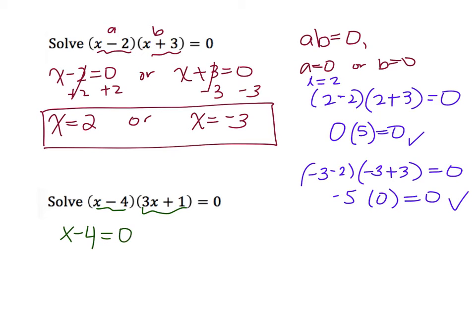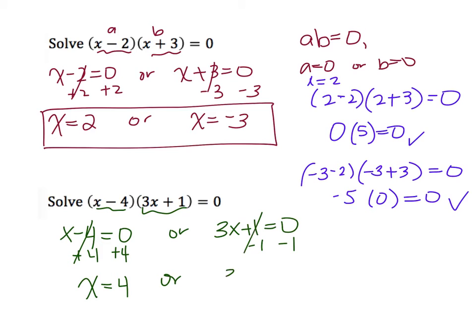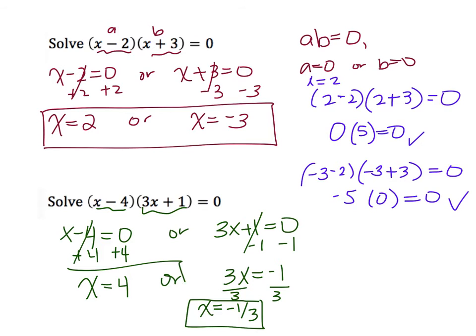My first one, x minus 4 is equal to 0, or 3x plus 1 is equal to 0. Solve for x separately, add 4 to each side. You're left with x is equal to 4, or minus 1, 3x is equal to negative 1. I'll now divide by 3. So we have x is equal to negative 1 over 3. So we have, again, two values of x.